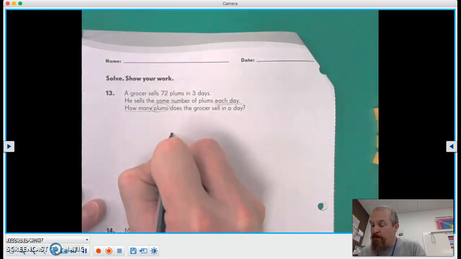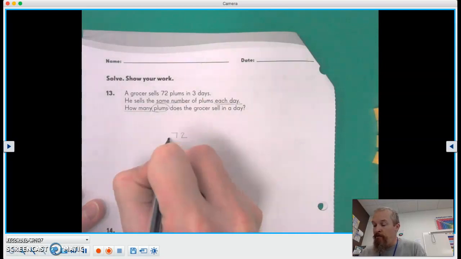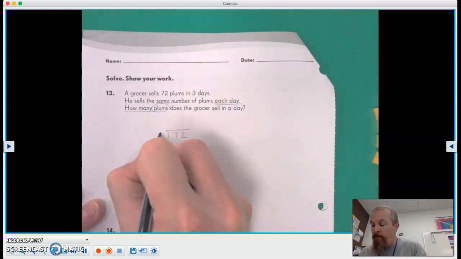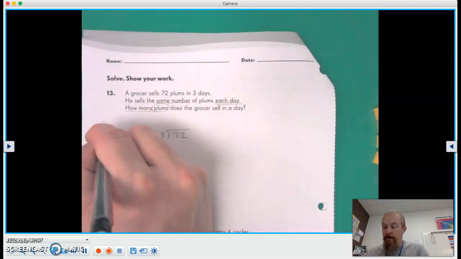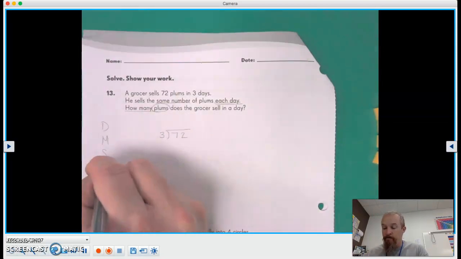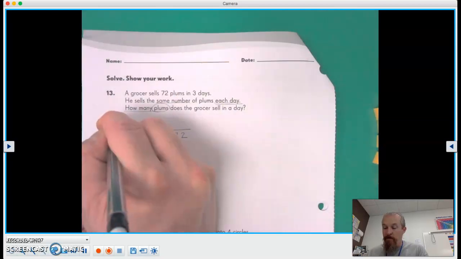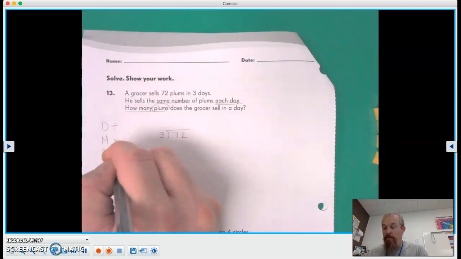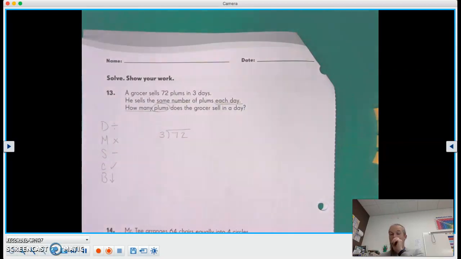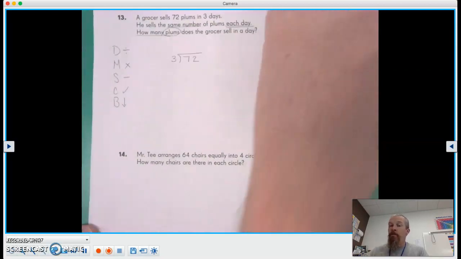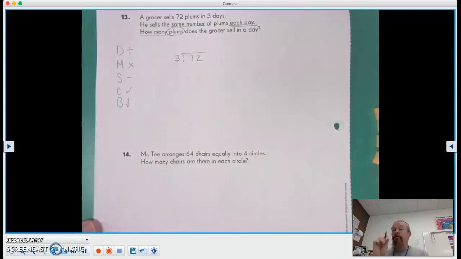Okay, so we're going to set that up. 72 divided by 3. I'm going to write this over here again as a reminder. Divide, multiply, subtract, check, bring down. Okay, I'm going to have you work on that. I'll help you set it up. I want to see if you can finish that though on your own this time, okay?